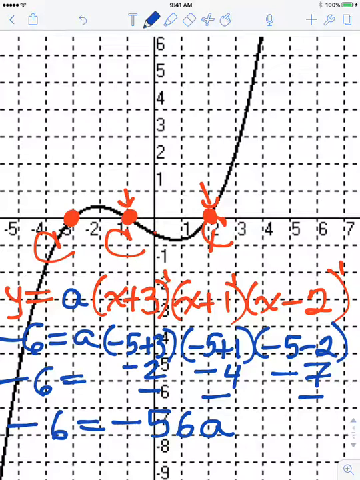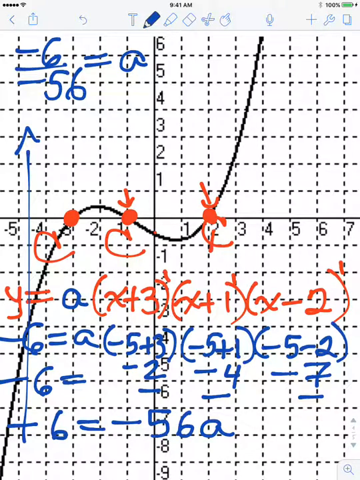And let's go up here. -6 over -56, that's a. The negatives cancel out, of course. 6 and -56 are both even numbers, so I can divide by 2. And that gives me 3 over 28. And that is my a, +3 over 28.